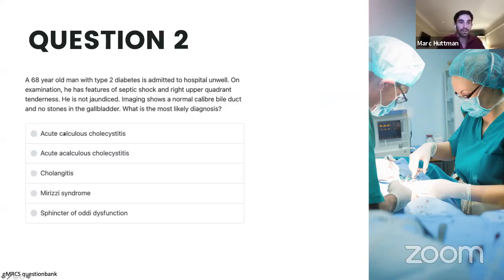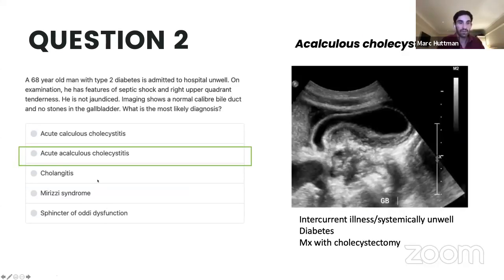And is it acute calculous cholecystitis, i.e. with a stone? It's not that, because we can see there are no stones. So just by process of elimination, a bit of exam technique, we can probably deduce that it's acute acalculous cholecystitis. So this is when you have inflammation of the gallbladder in the absence of gallstones.